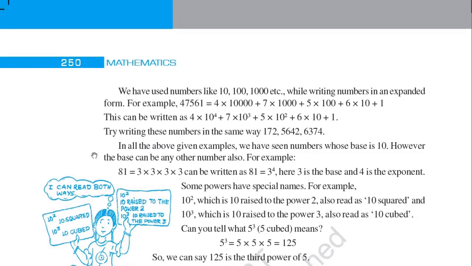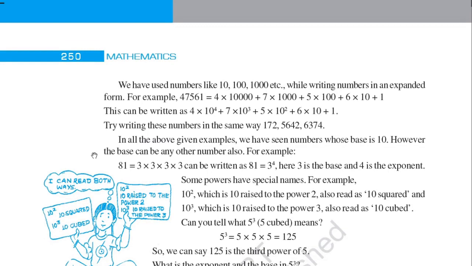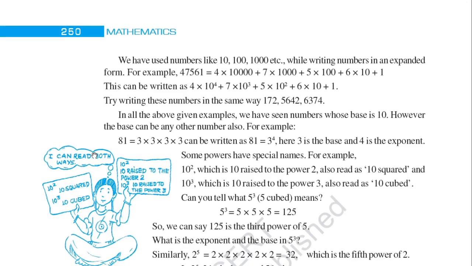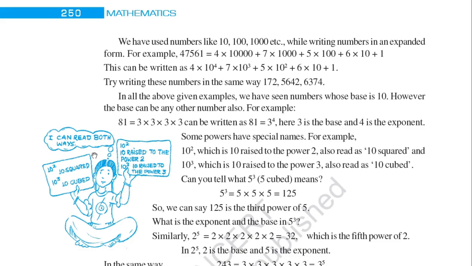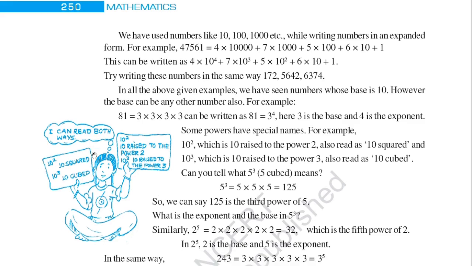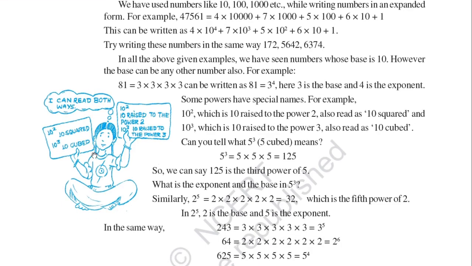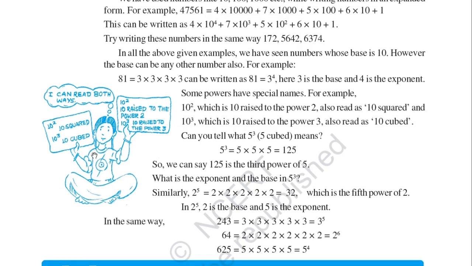We have used numbers like 10, 100, 1000, etc. while writing numbers in an expanded form. For example, 47561 can be written as 4 into 10,000, 7 into 1000, 5 into 100, plus 6 into 10, plus 1. This can be written as 4 into 10 to the power 4, plus 7 into 10 to the power 3, plus 5 into 10 to the power 2, plus 6 into 10, plus 1. Try writing the numbers in the same way for 172, 5642 and 6374.